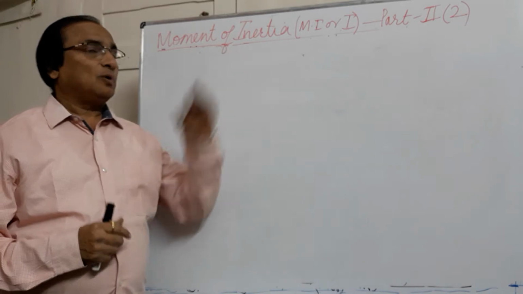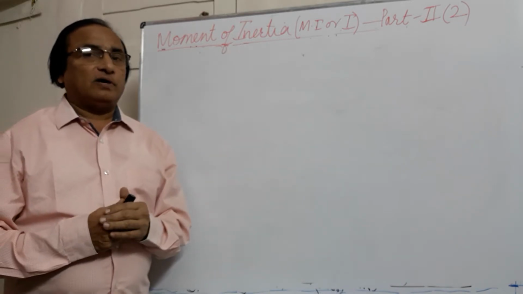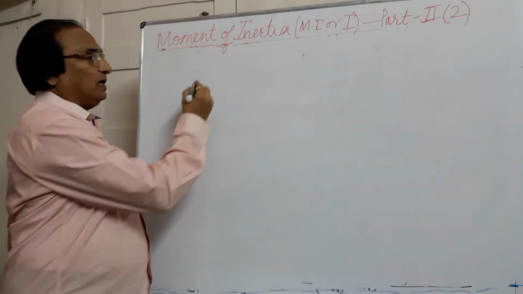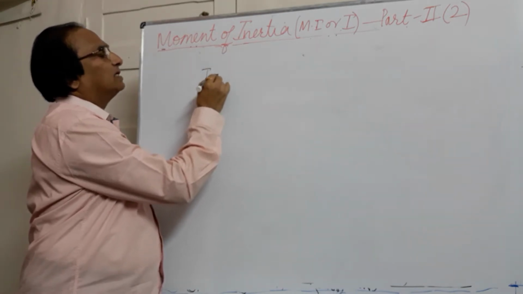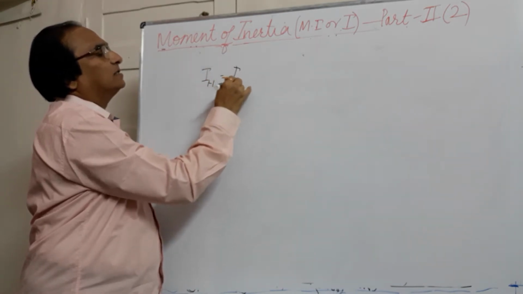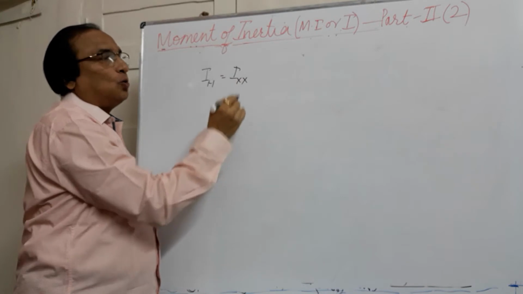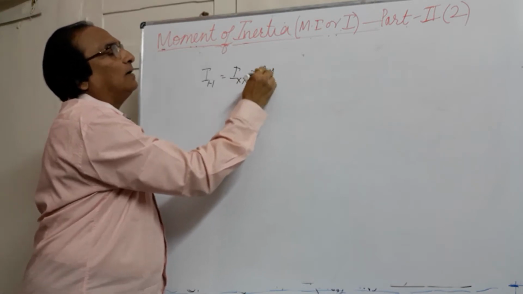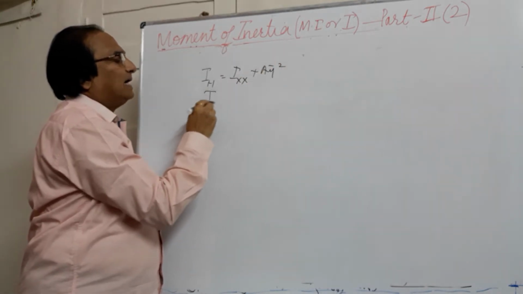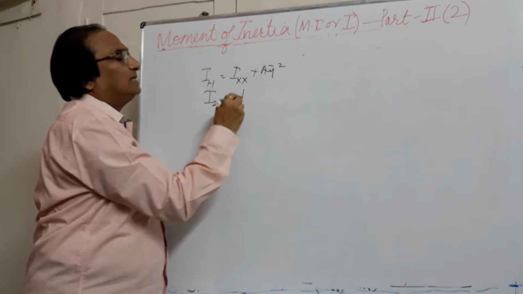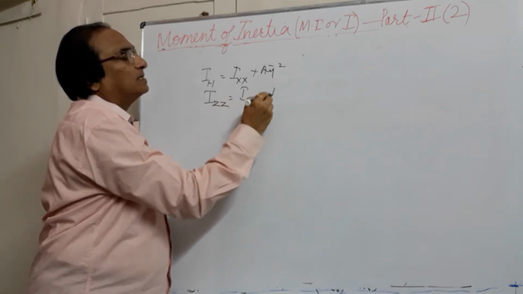Today we will continue with the moment of inertia. In the first part we have seen some theory background. We have seen the parallel axis theorem, which states moment of inertia about any reference axis is equal to moment of inertia about its own axis plus A into y bar square. We have seen the perpendicular axis theorem, which says moment of inertia about zz is equal to Ixx plus Iyy.